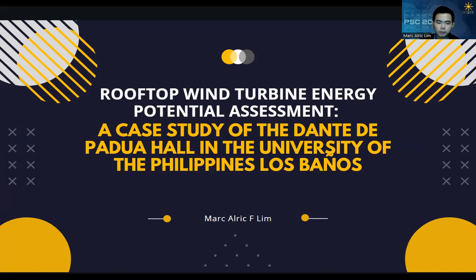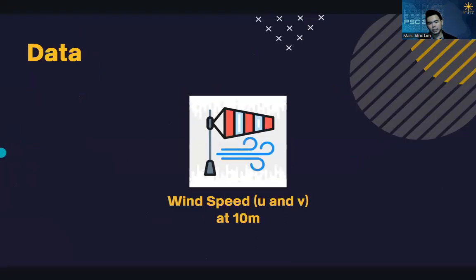To start things off, the data I've requested from Project Sinag is an hourly wind speed at 10 meters, having a duration of 5 years, from the 1st of January 2017 to the 31st of December 2021. The data has been indispensable for my thesis as the project has been able to gather the meteorological data at the specific coordinate my thesis needed, specifically at the rooftop of Dante de Padua Hall.